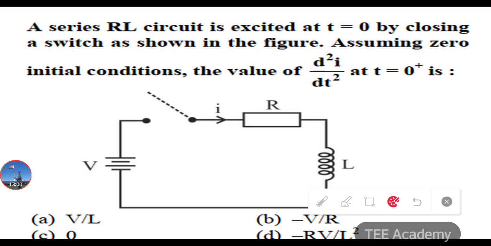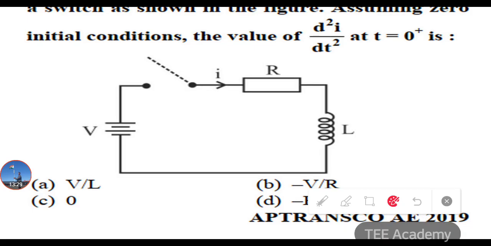So next question here. A series RL circuit is excited at t equal to 0 by closing the switch as shown in the figure. Assuming 0 initial conditions, find the value of d square i by dt square at t equal to 0 plus. A series RL circuit is shown here. A DC source is here, a switch is here, the current I is flowing, R is a resistor, and L is an inductor. So what will be d square i by dt square? This is a direct question. In your examination, if you derive it, it will take a lot of time. So the answer will be minus (R by L) square into V, or we can say minus R V by L square.